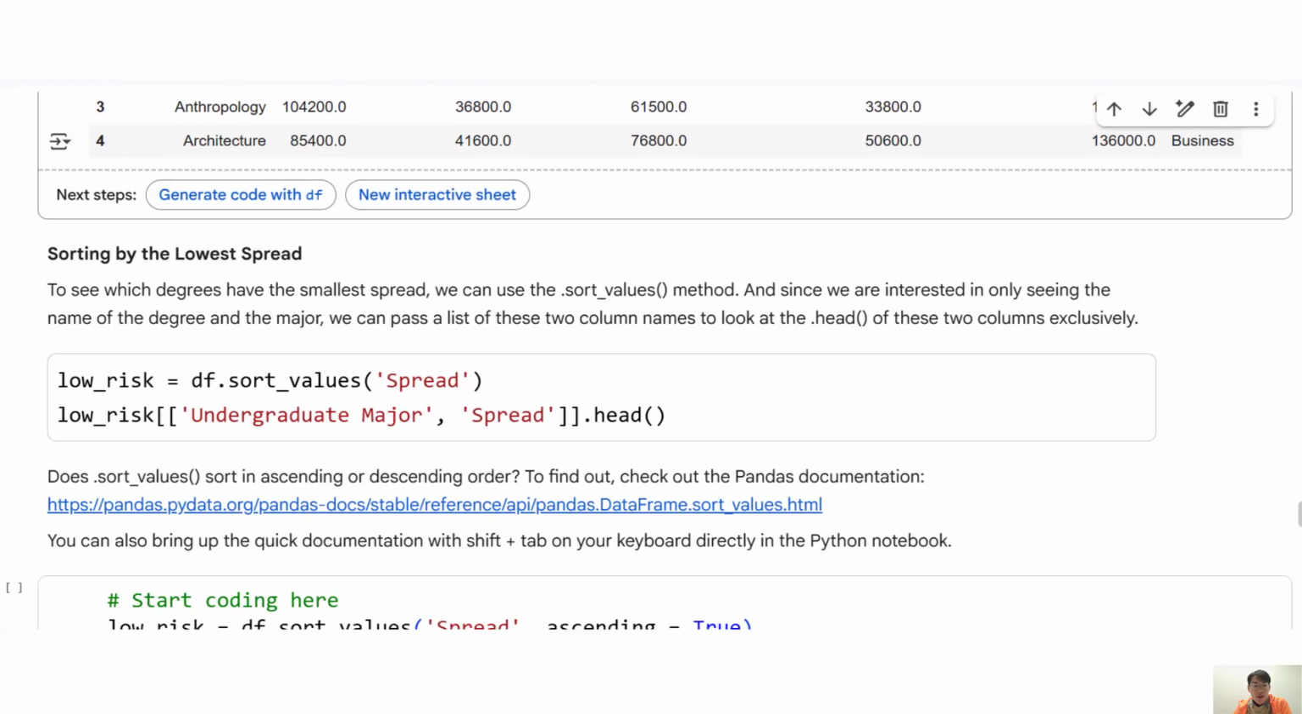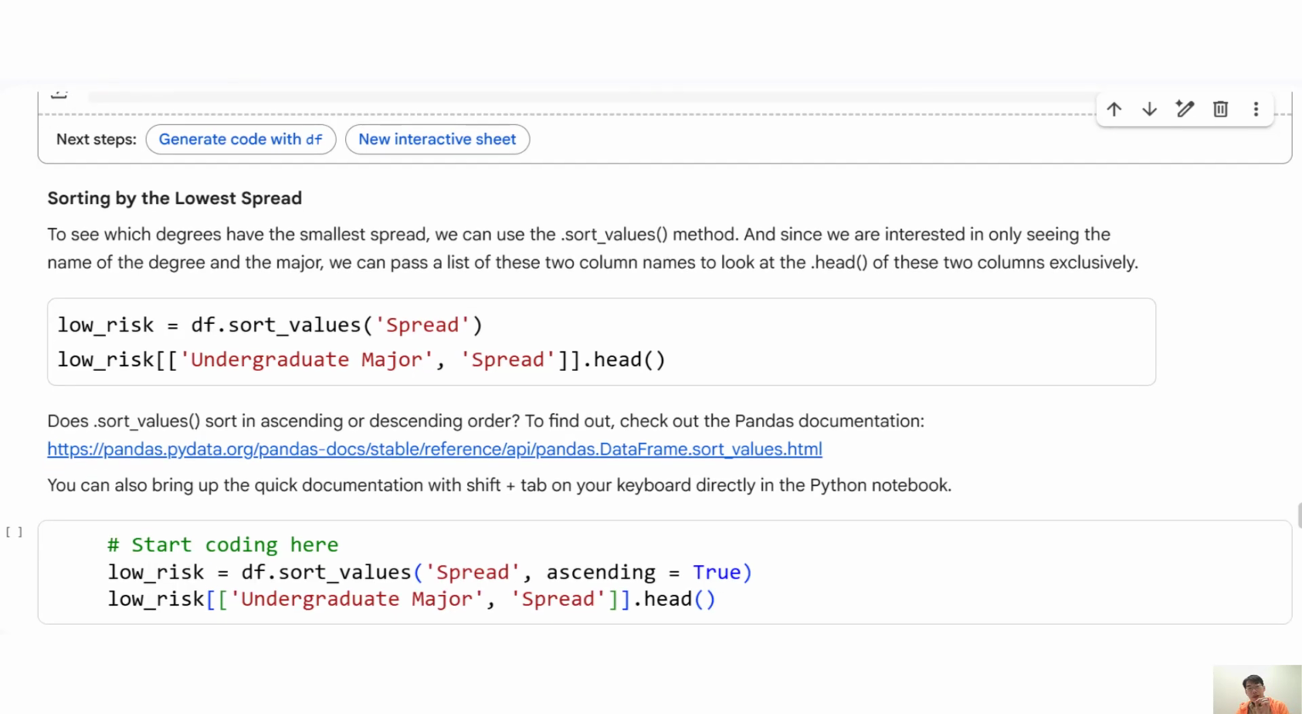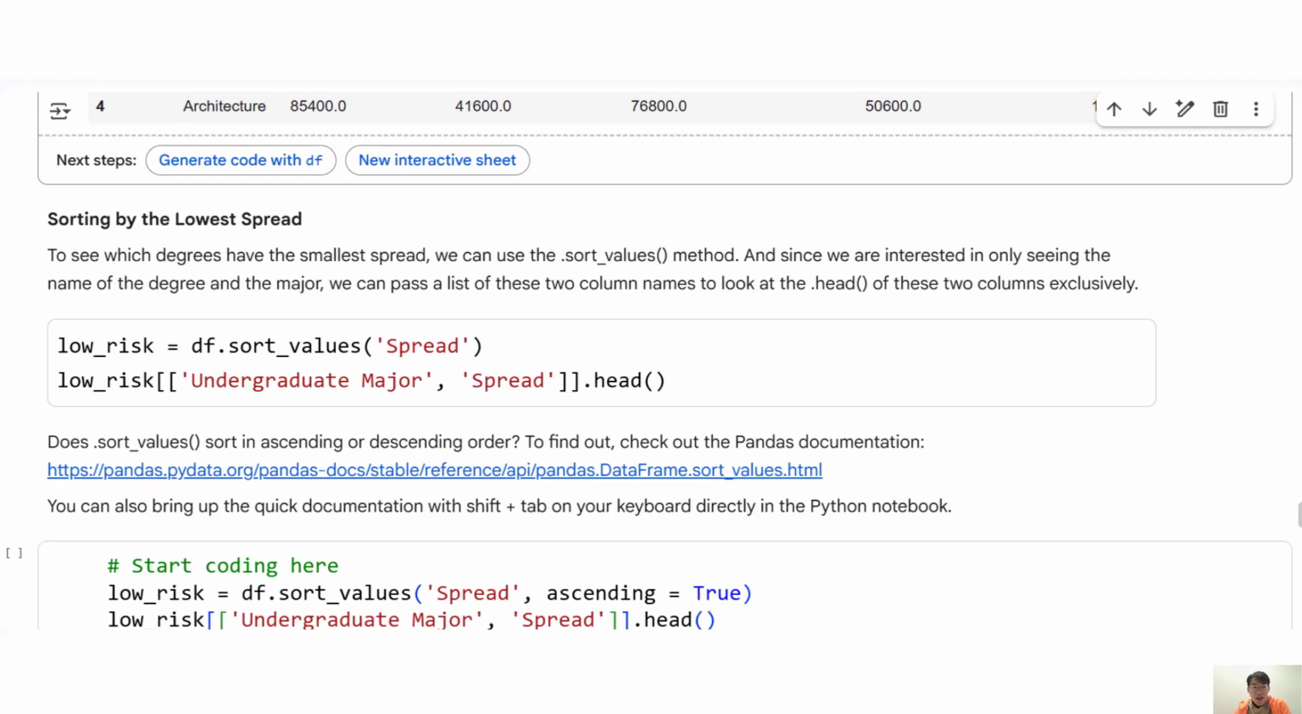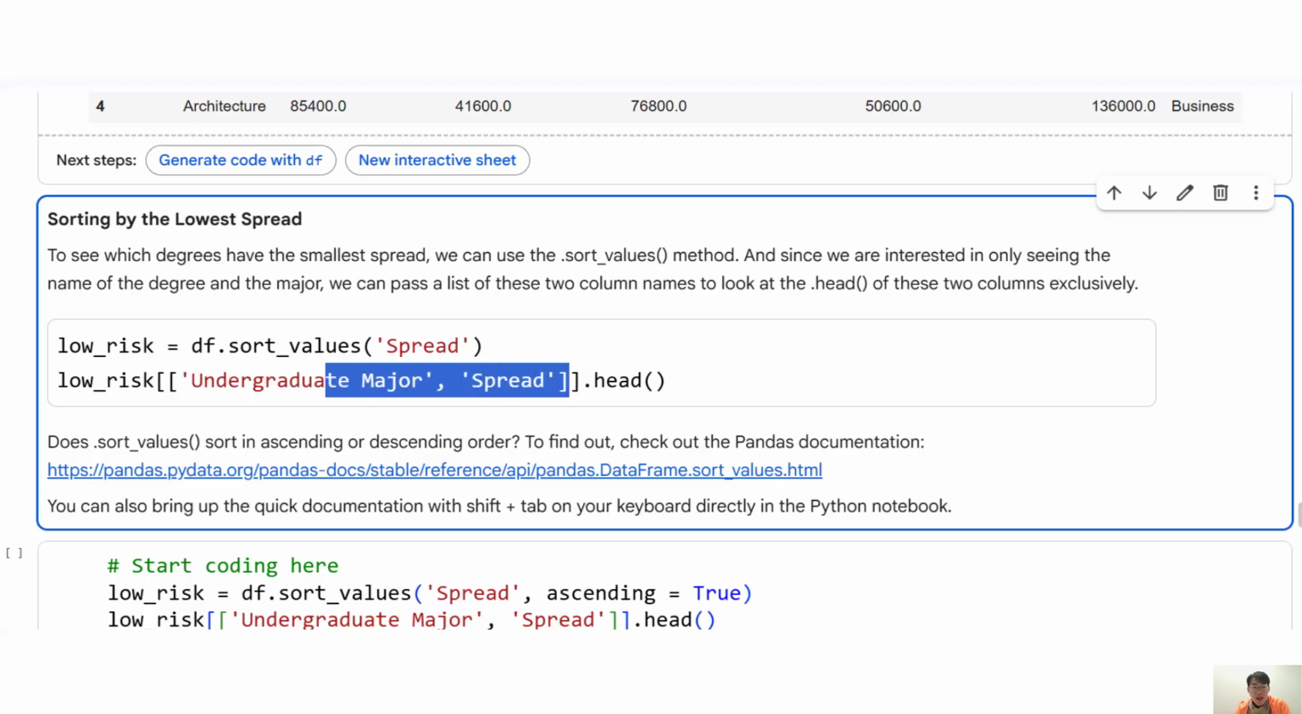So we're going to use another function called sort values to look into different majors and see which one has the highest potential, or put it this way, is the most risky one. A low risk one means that the gap is small. We're going to use data frame dot sort values, and by which column do you want to sort the values? I want to sort by the column spread, and here I want to display the undergraduate major column and the spread column, and give me the first 5 rows of data.